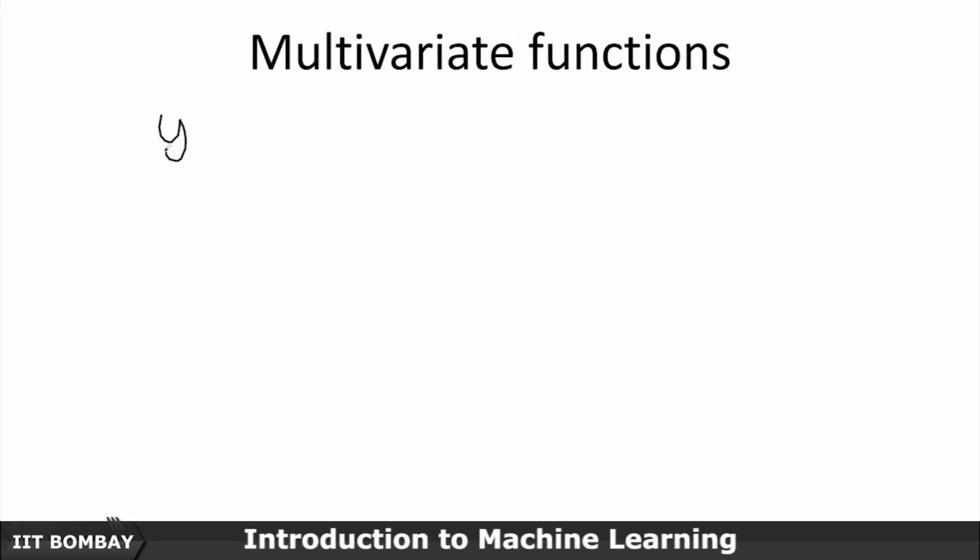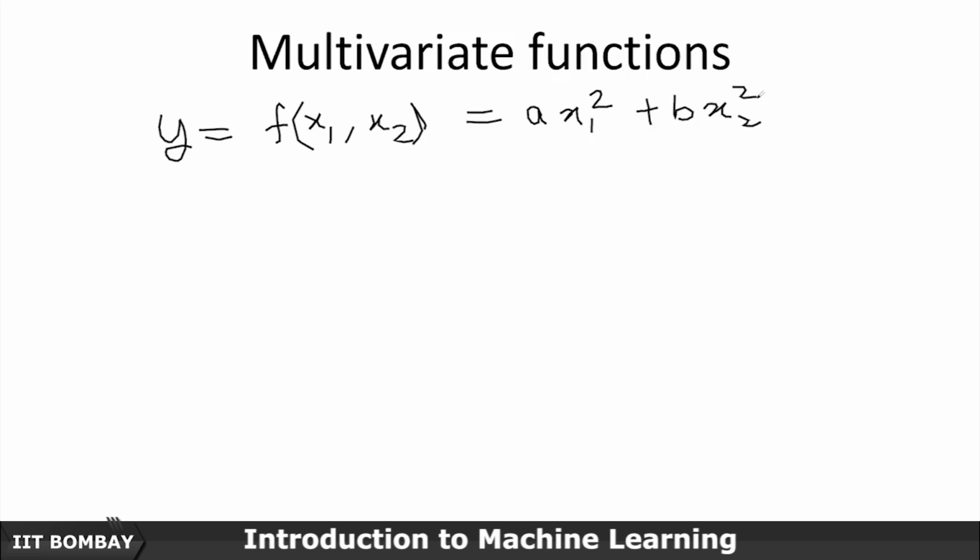Now, let us talk about multivariate functions. So, sometimes you have functions of more than one variable. So, let us say you have y is equal to f of x1 and x2. Okay. An example of this could be something like a x1 square plus b x2 square. Okay. So, let us say this is the function. So, now when we take the derivative of y with respect to x, we will have to basically take the derivative with respect to x1 and the derivative with respect to x2 by holding the other one constant.